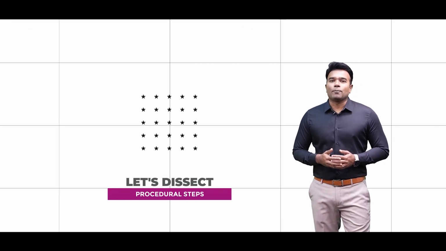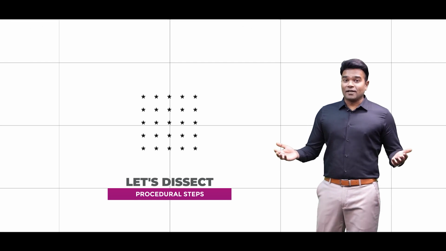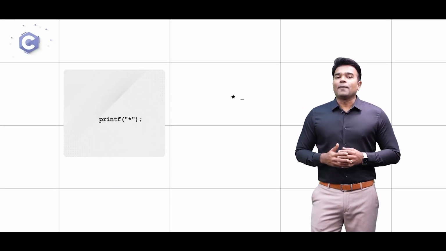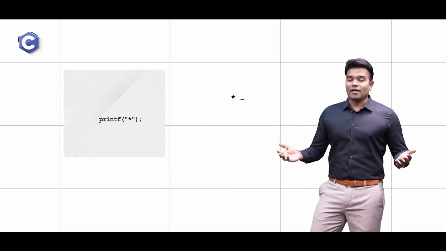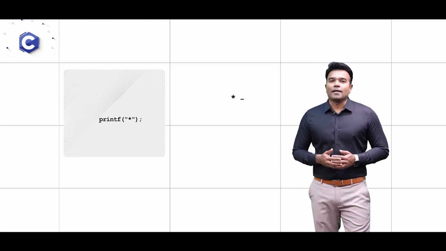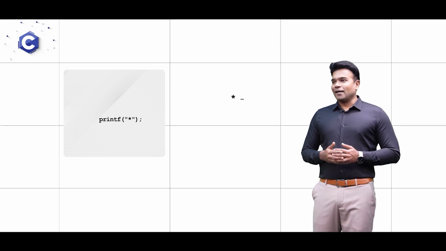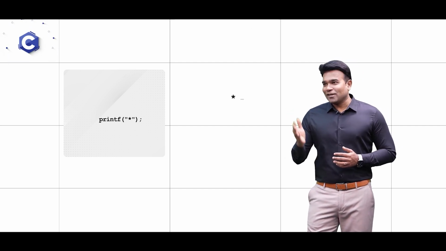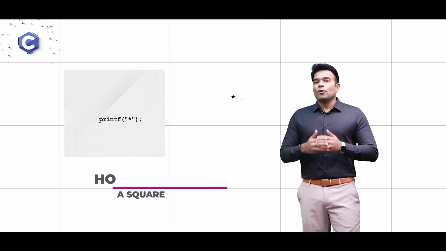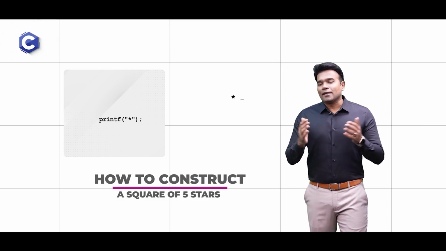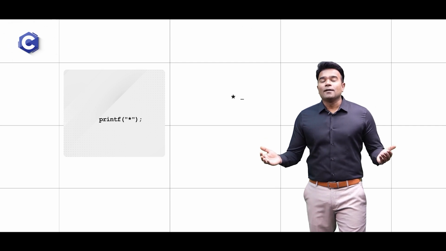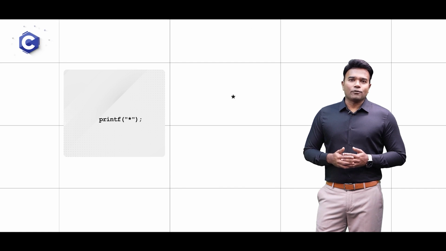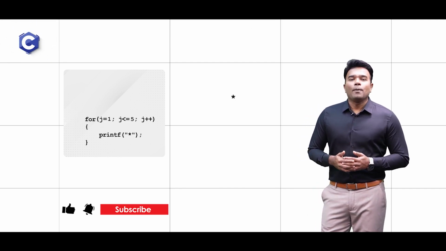Firstly, I need to be printing the first star. And if I will have to print this first star, then obviously this happens to be the printf command. Well, you know that this printf command can after all print only a single star. It cannot be printing a square of 5 stars. So what should I do next? Well, what I really have to do is firstly, I need to be printing the first row of 5 stars. And if I'll really have to print the first row of 5 stars, all that I have to do is to bring in a for loop like this.